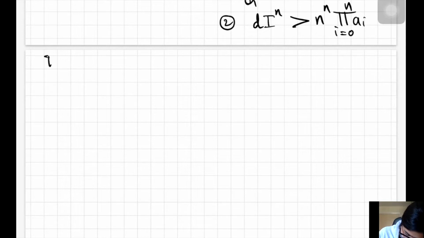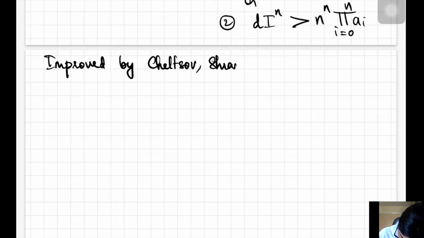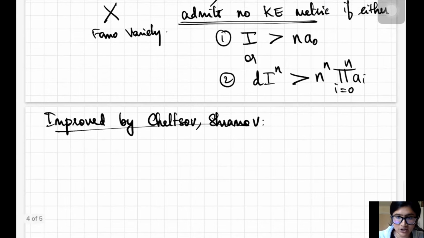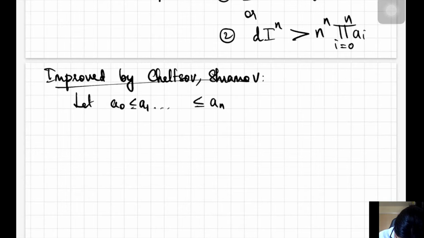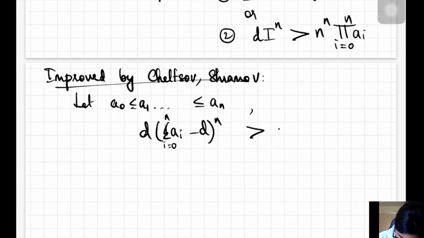But this was improved by Cheltsov and Shramov in the sense that they proved that these two inequalities are not independent, and that if one was satisfied, the other was just an implication. So if you have the weights ordered as set up, and you have the degree, as long as this was satisfied, so you had the sum of a_i from 0 to n minus d to the power of n greater than n times the product.